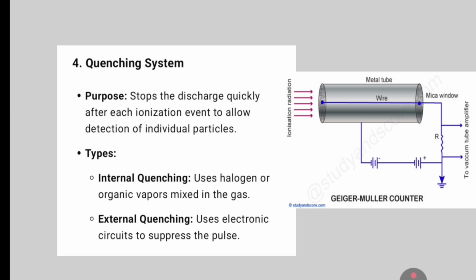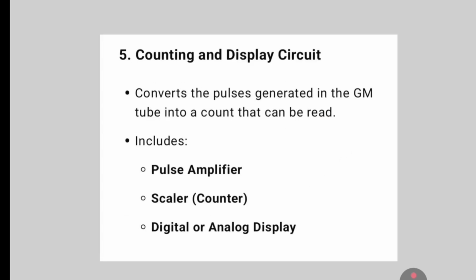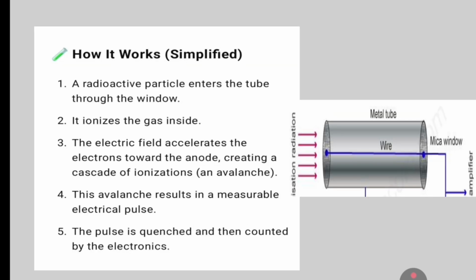Fourth, the quenching system. It stops the discharge quickly after each ionization event and allows detection of individual particles. The types of quenching are internal quenching and external quenching. Fifth, the counting and display circuit converts the pulses generated in the GM counter into counts that can be read, including pulse amplifiers, counter, scaler, and digital or analog display.